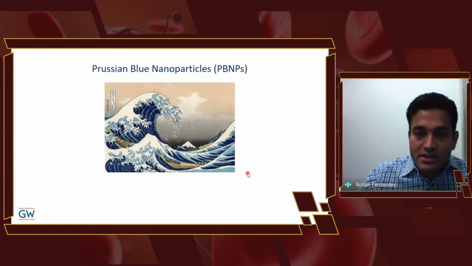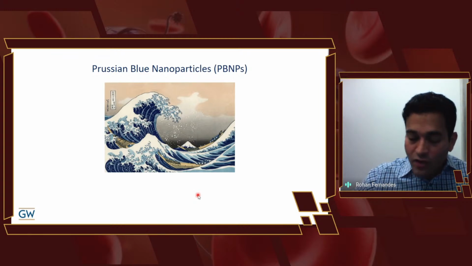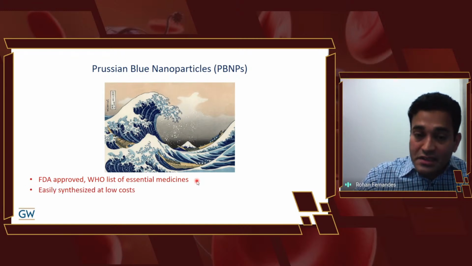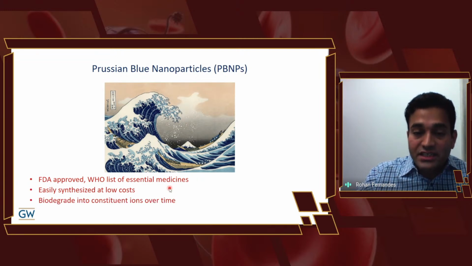We use Prussian blue nanoparticles as the workhorse platform in our research group. Many of you have seen this iconic painting of the wave by Hopkins. The blue in this painting is made up of indigo, a small molecule, and Prussian blue, a colloidal nanoparticle. Now why are we interested in working with Prussian blue? For one, it is already FDA approved for radioactive poisoning, marketed as Radiogardase, and it's on the WHO list of essential medicines. These nanoparticles are easily synthesized at extremely low costs, and so that has implications for scalability and rapid manufacture of these nanoparticles.